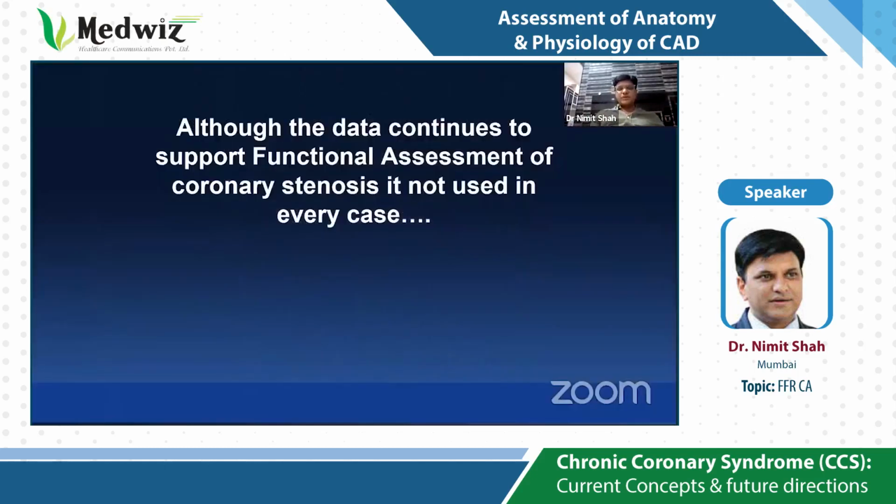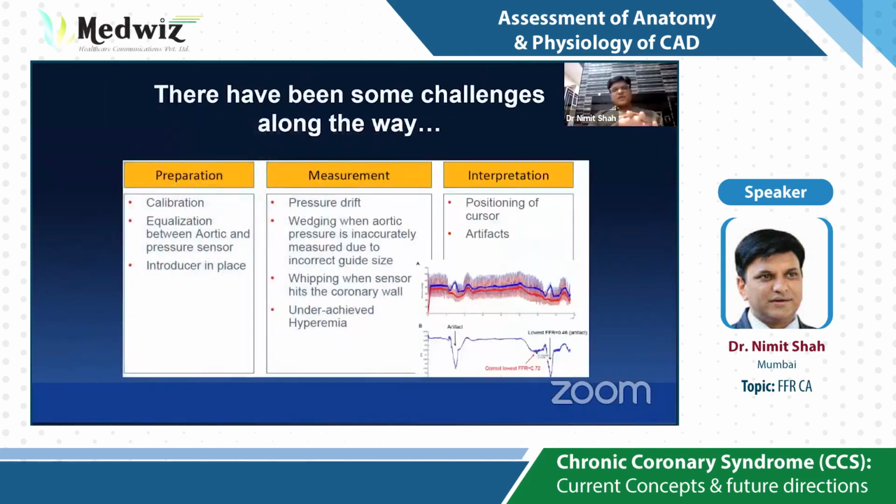All the data continues to support functional assessment of coronary stenosis, if not used in every case. So we have some challenges along the way. As I said, preparation, calibration, equalization between the aorta and pressure sensor is very important. Introducer out, measurement, look for pressure drift, wedging when aortic pressure is inaccurately measured, whipping when the sensor hits the coronary wall, and underachieved hyperemia. You have to look at the hyperemia, not just at the 2 to 3 minutes of adenosine. You have to see whether you have achieved hyperemia by looking at your tracings. Position of the cursor is very important, and look for artifacts.